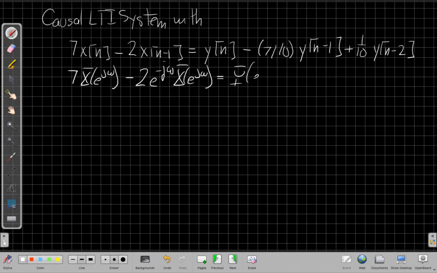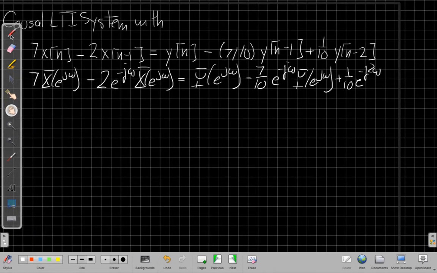On the right-hand side, I get Y(e^jω) minus 7/10 e^(-jω) Y(e^jω) plus 1/10 e^(-j2ω) times Y(e^jω).